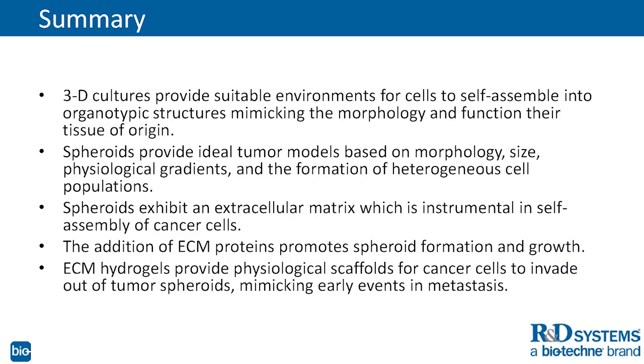So, in summary, 3D cultures provide suitable environments for cells to self-assemble into organotypic structures mimicking the morphology and function of their tissues of origin. Spheroids provide ideal tumor models based on morphology, size, physiological gradients, and the formation of heterogeneous cell populations.